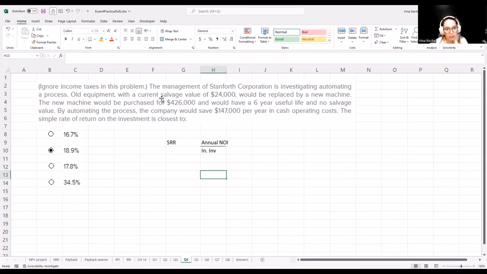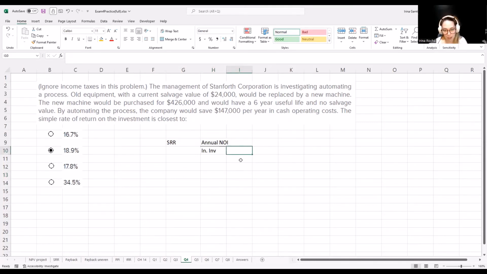Old equipment with a current salvage value of $24,000, this could offset my initial investment, would be replaced by a new machine. The new machine would be purchased for $426,000 and would have a 6-year useful life and no salvage value. By automating the process, the company would save $147,000 per year in cash operating costs. And that's my cash inflow, right? The simple rate of return on the investment is closest to.